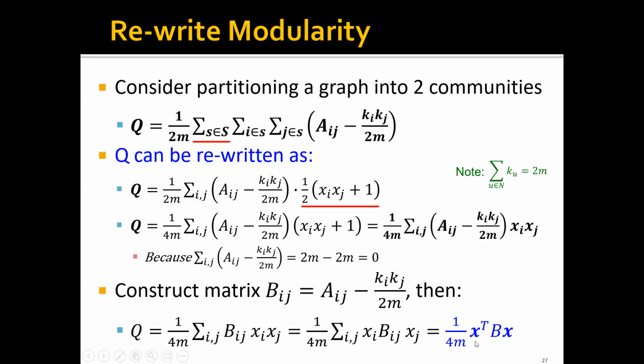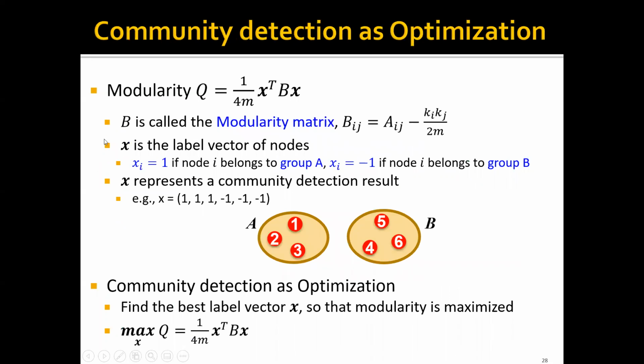Note that x here is the vector and B here is the matrix. The B here is called the modularity matrix. Again, each element Bij in the matrix B is equal to Aij minus ki times kj over 2m. And this x here is the label vector of nodes. So xi equals one if node i belongs to group A, and it equals minus one if node i belongs to the other group, group B. And we can see that this x actually represents a community detection result.